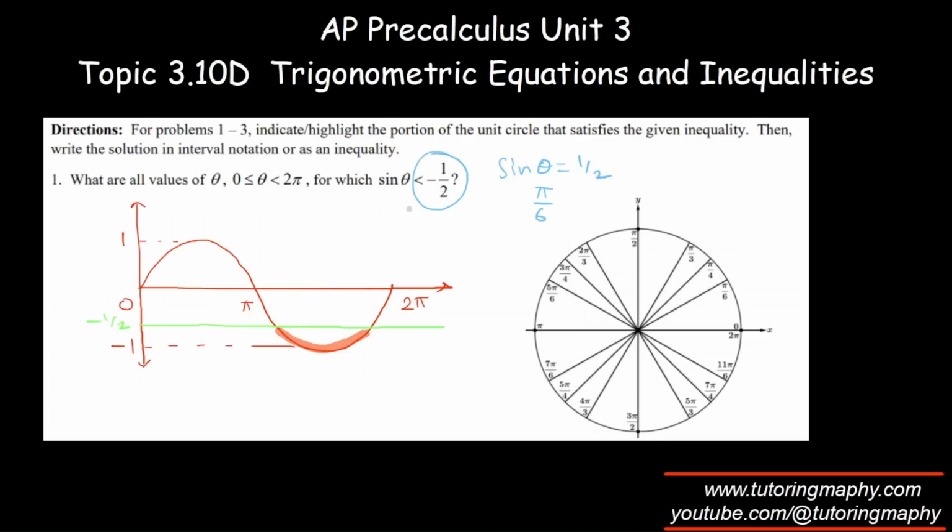But sine is negative in quadrant 3 and 4, right? So it's the quadrant 3 equivalent, which is obviously this. It's going to be pi plus pi over 6, which is 7 pi over 6. So this is 7 pi over 6. And the quadrant 4 angle will be 2 pi minus pi over 6, which is 11 pi over 6, which is right here. Okay, so between this, I want my answer.